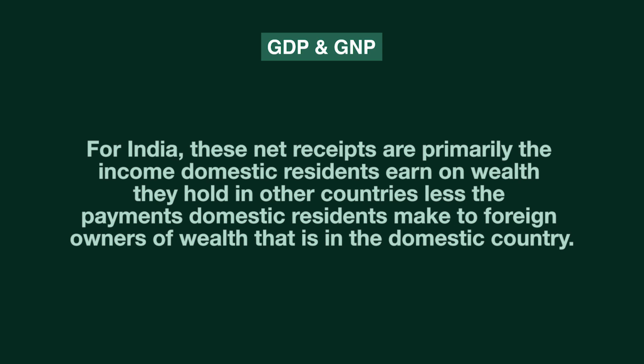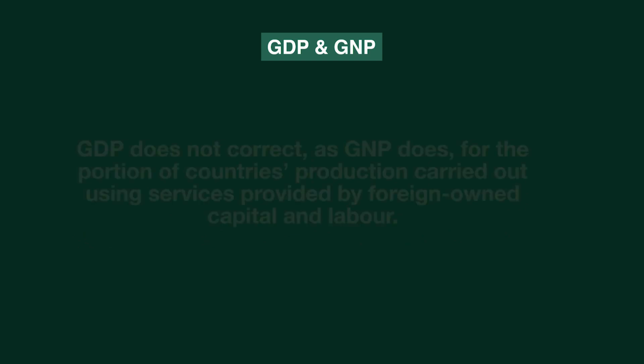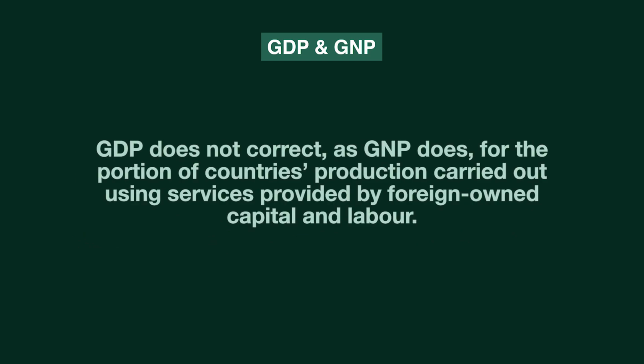That is, we receive more than what we pay. GDP does not correct itself; what GNP does is account for what is going abroad and what is coming from abroad. Let's take a short example.